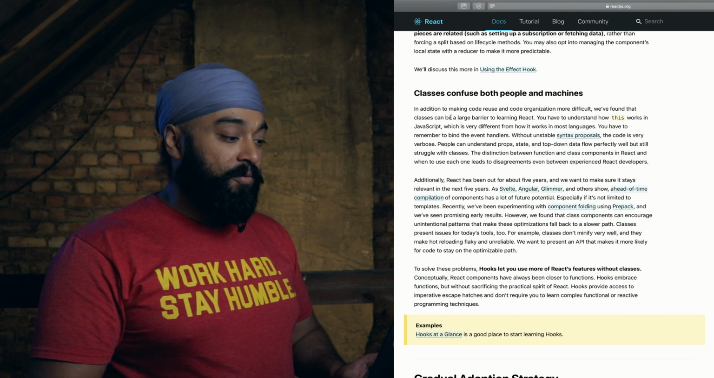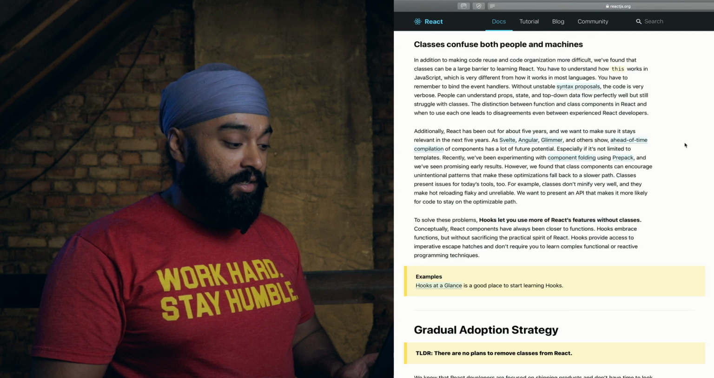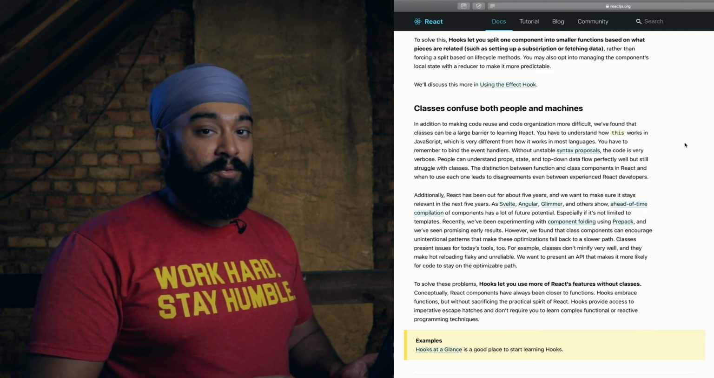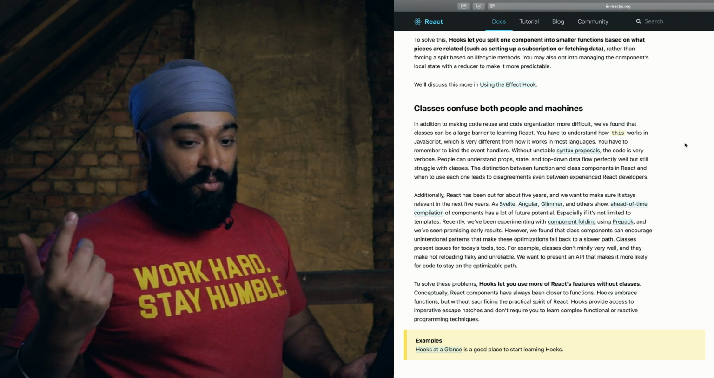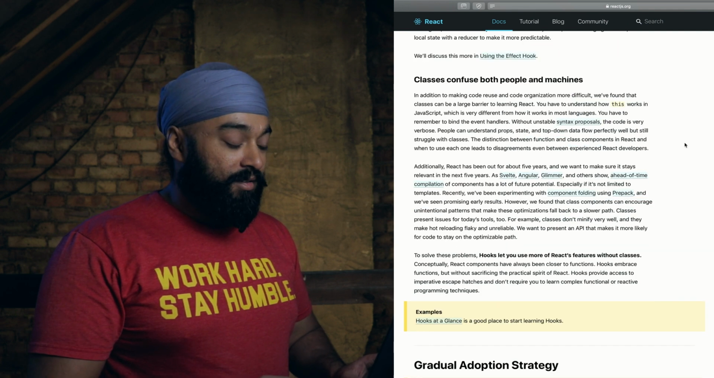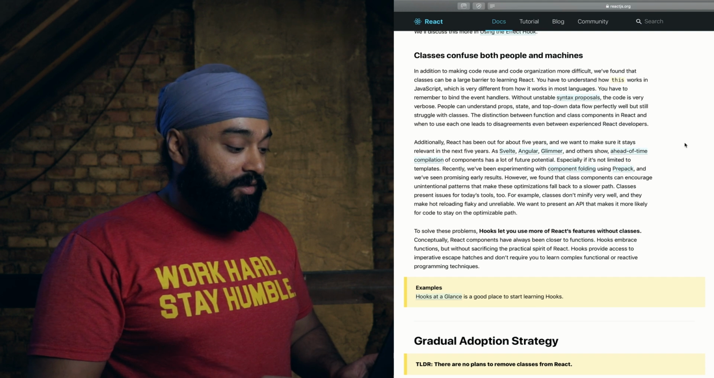I don't know about this, "classes confuse both people and machines." I don't know about machines, but for people it's not that confusing. And maybe for new programmers, but classes are the cornerstone of software engineering. Like if you didn't learn that at school back in the day, if you did computer science or any software engineering related course, then yeah, I don't know. Classes are something that you need to understand, so I don't know about that.